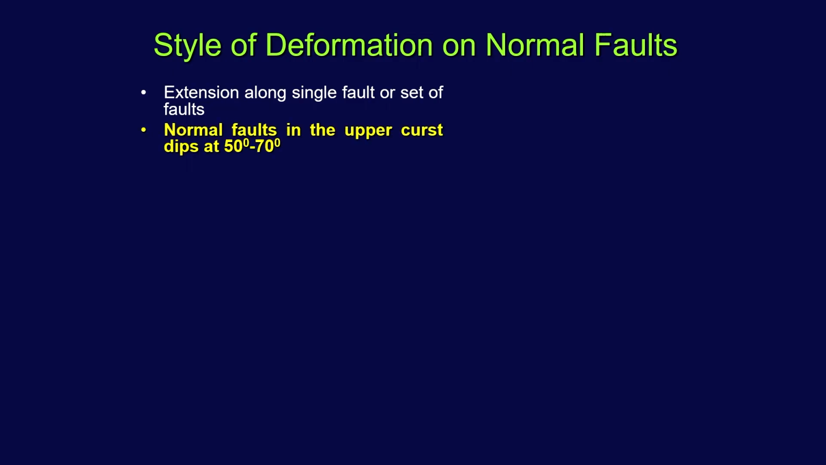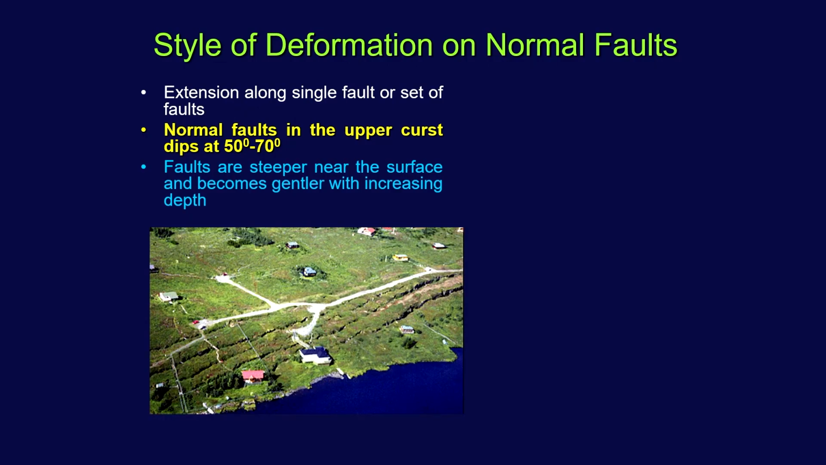Okay. The style of deformation in normal faulting is extension along a single fault or set of faults. Okay. Then, normal faulting in the upper crust, the dip of the fault will remain almost 50 to 70 degrees, and faults are steeper near the surface and become gentler. Okay. So it will be something like what you are having like this, and this block is moving down, and it will be on the surface.